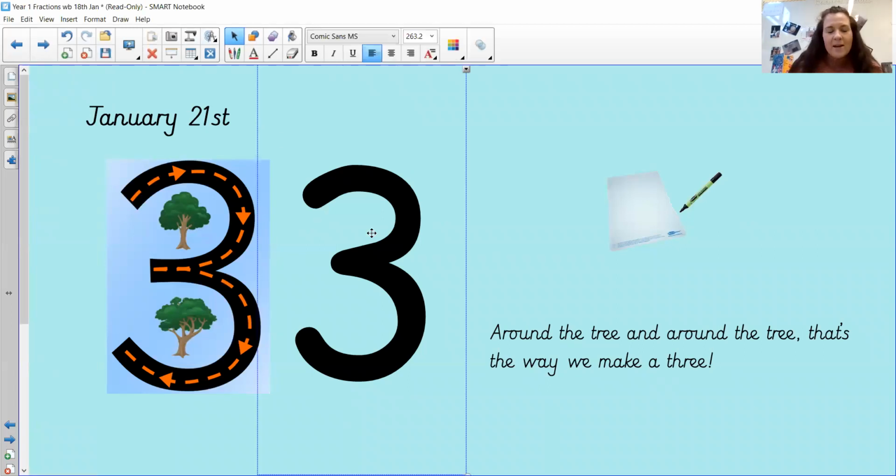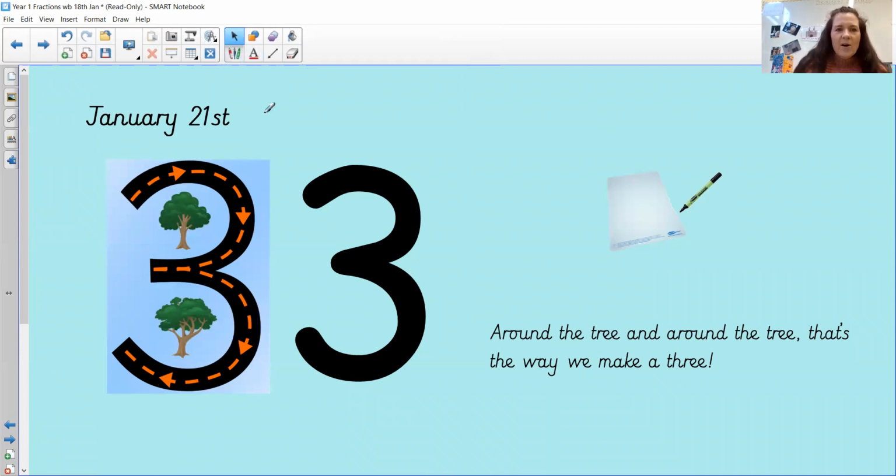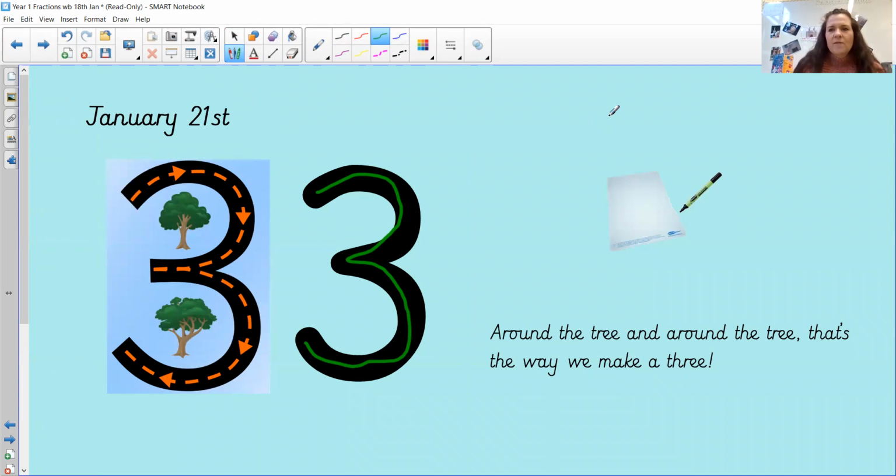So today we'd like you to go back and revisit 3 and really give those a good practice so that we're really getting in our brains how a 3 looks. So again, just for the rhyme, it's around the tree, that's the way we make a 3. Okay, so I'm going to give you a few minutes just to have a go at doing your 3s. So just remember, around the tree, that's the way you make a 3. Okay, so a few minutes doing that first and then come back to me.